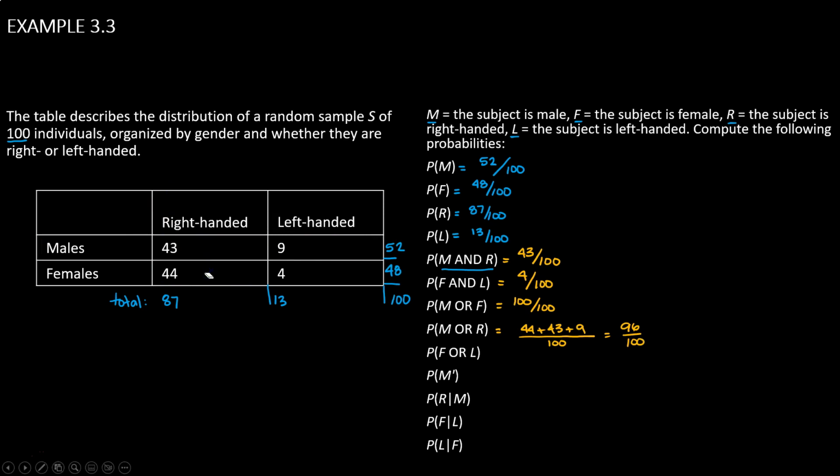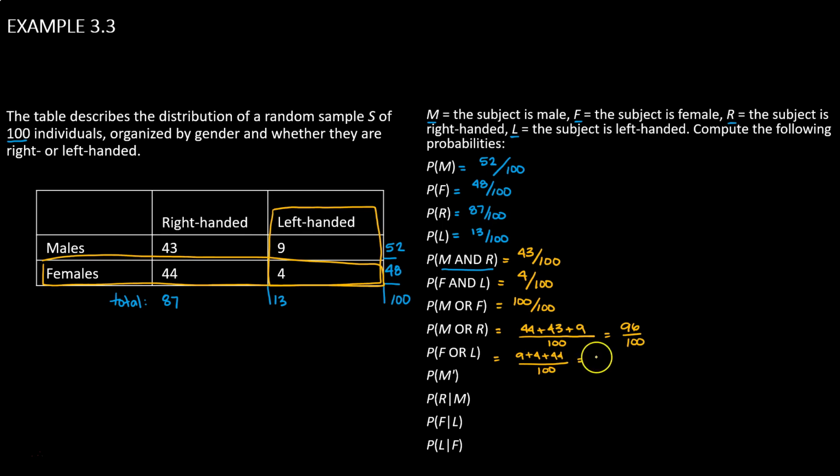That would be 96 out of 100. What about if we looked at female or left-handed? So again, we've already highlighted this row and column combination, but this time we're not looking at the overlap, we're looking at combining anyone who belongs to either the female group or the left-handed group. So we're adding the 9, the 4, and the 44, all over 100. That would be 57 over 100.